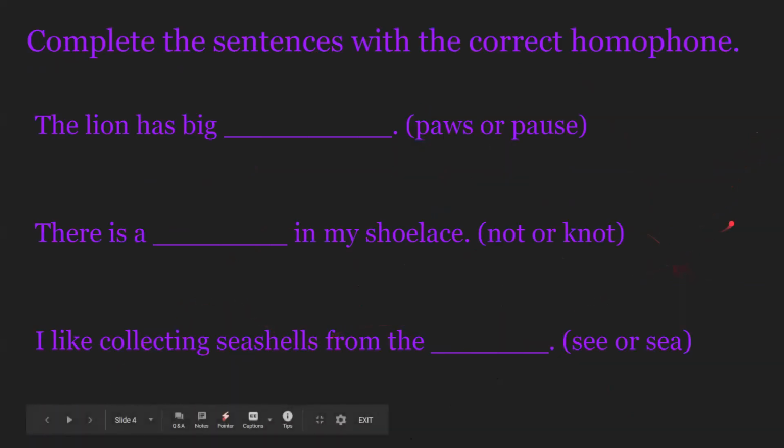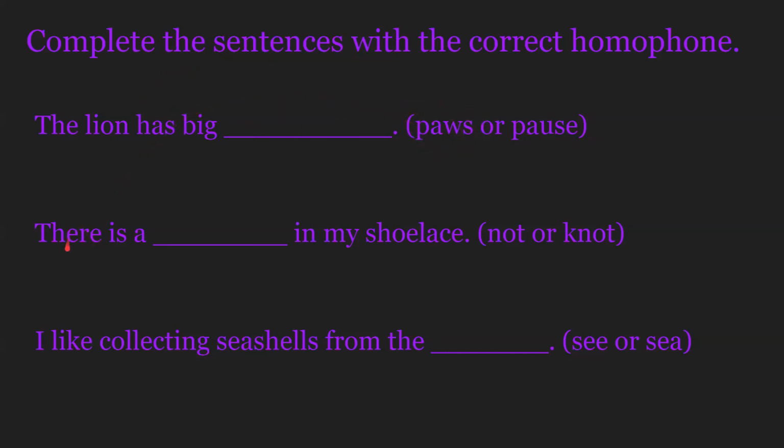Okay, so we're going to go through an exercise to make sure you understand what homophones are. So the lion has big blank. Now we want to talk about what a lion has, so think of its body parts. Does it have large paws or pause? So we have to think of the difference between these two. Paws you can think of like the paws on a cat or a dog, like their hand. Or pause would be like when you're pausing your music. So the lion has big paws would be this one.